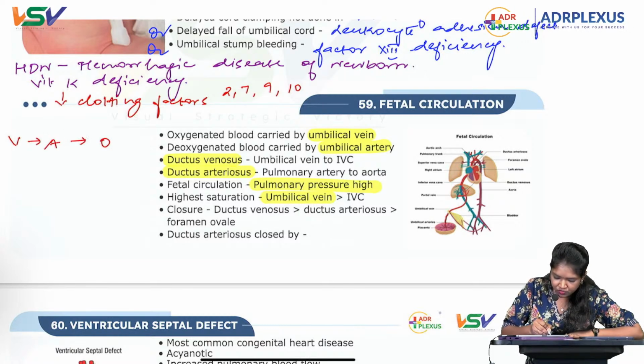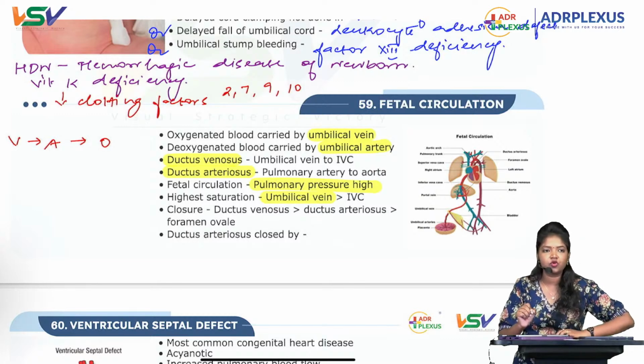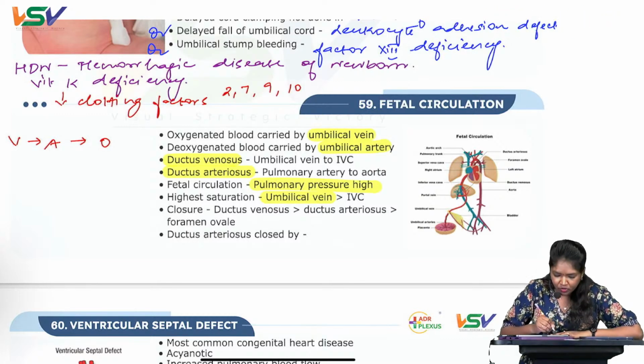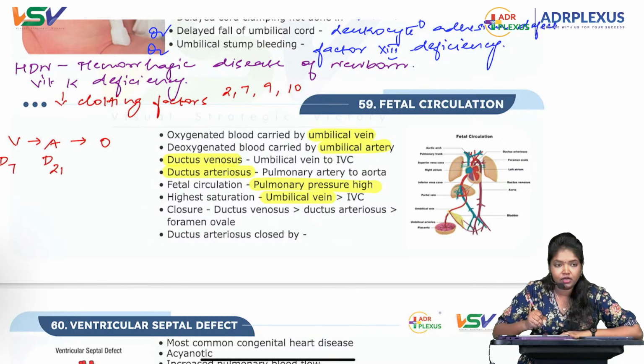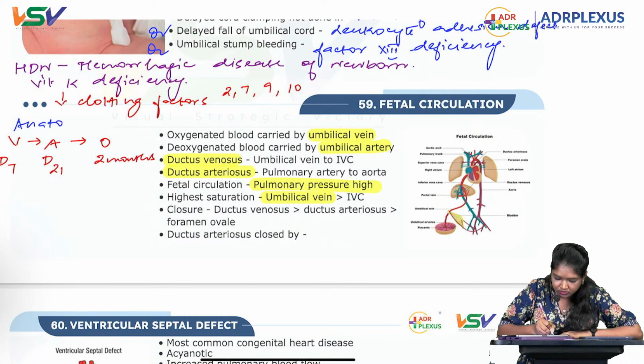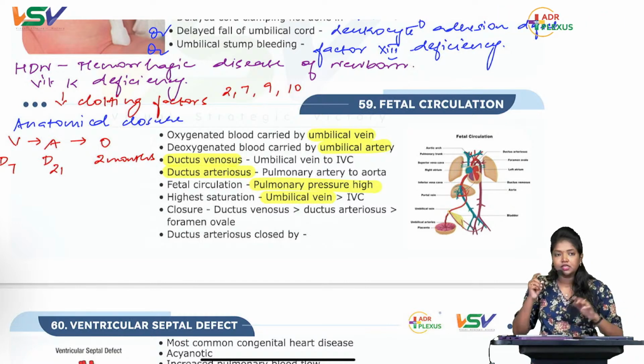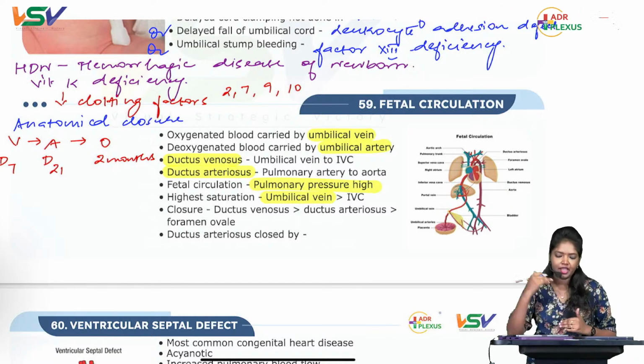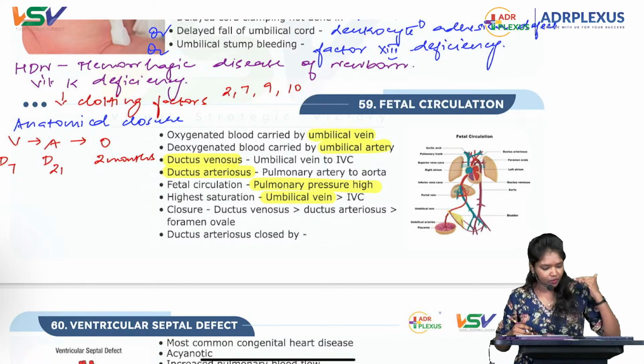Ductus venosus closes first, followed by ductus arteriosus, followed by foramen ovale. Ductus venosus usually closes by day 7. Ductus arteriosus closes by day 21. Foramen ovale takes 2 months. All this means the anatomical closure. Functional closure happens at birth. Anatomical closure takes certain time. So VAO is the mnemonic: day 7, day 21 and 2 months.